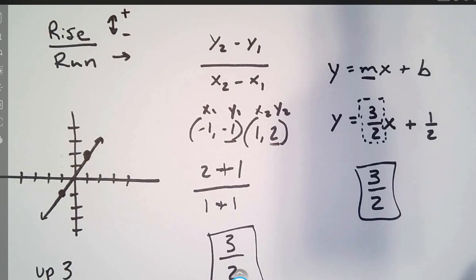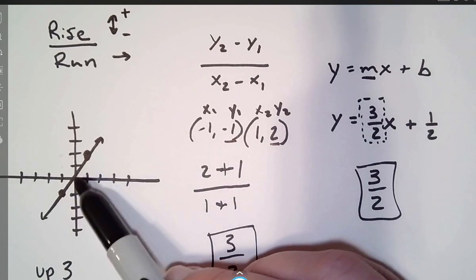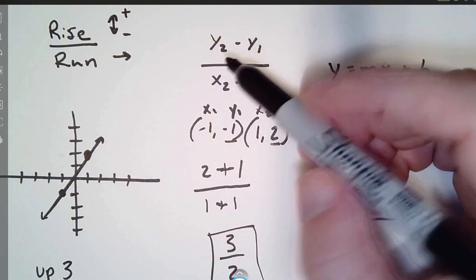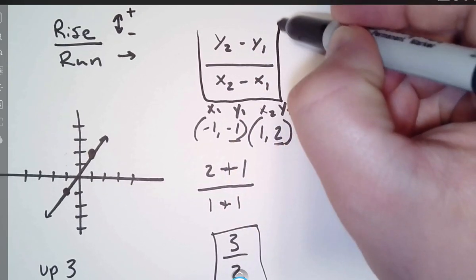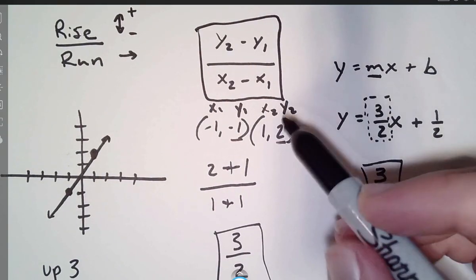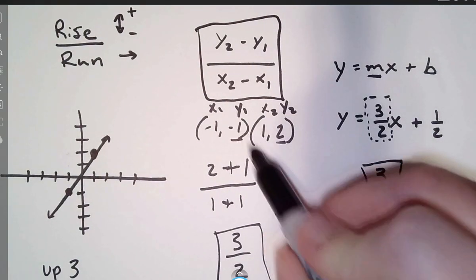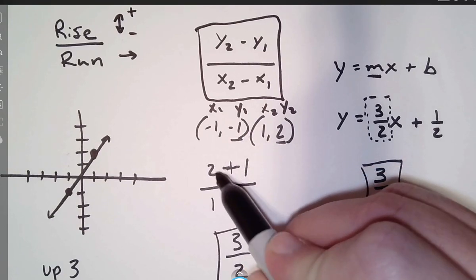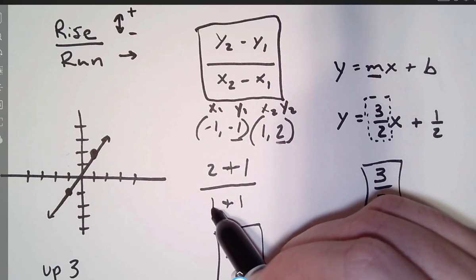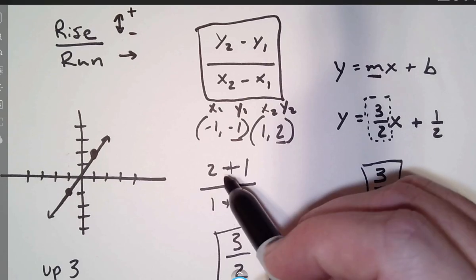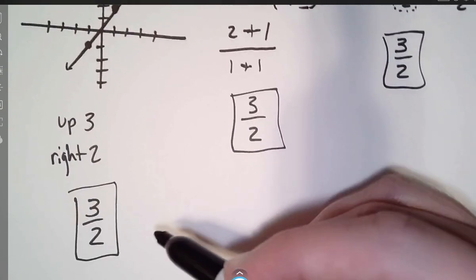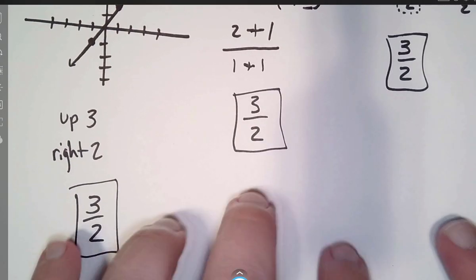Now we're just given the points. I use the same points, -1, -1, and 1, 2, which is right here. And our equation is this: the second y minus our first y, over the second x minus our first x. Okay, so we have 2 minus -1, 2 negatives in a row make a positive. And then on the bottom, 1 minus -1, 2 negatives in a row make a positive. 2 plus 1 is 3, 1 plus 1 is 2, so we got the same exact thing we did over here, which is perfect because we have the same points.